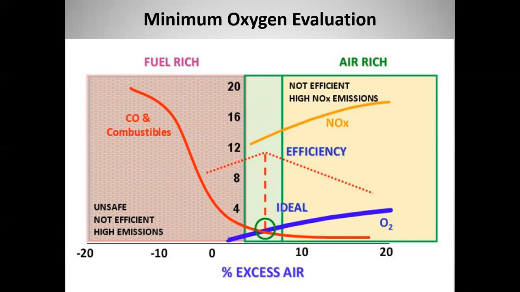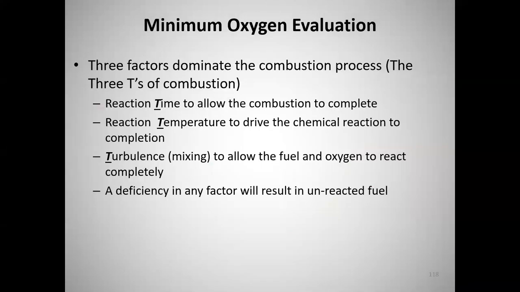And so I still have a little bit of CO. I could have less CO, but then I have to put in more and more air, and I've got more and more nitrogen going through the system, and I start carrying away more and more heat. So I don't want to go further that way. I can't go less than the ideal, because then I start gaining in CO and combustibles. So there's kind of a sweet spot in there, someplace probably between 2 and 5%, depending on the system.